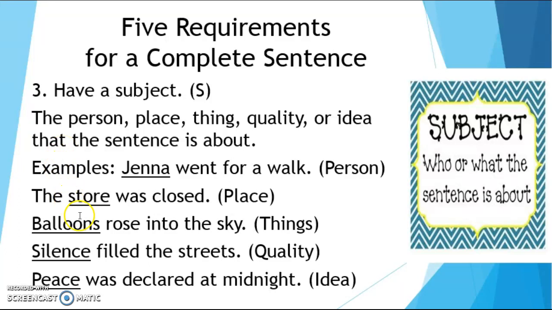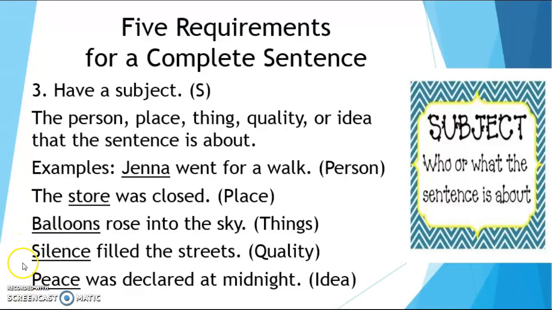And if you look here, we have 5 different examples of that. So the first one is the person example. Jenna went for a walk. Jenna is the subject for this sentence. She's a person. If you look at the second sentence, the store was closed. Store is a place. So that's an example of a place. Balloons rose into the sky is the third one. Balloons are things. So that's a things example.